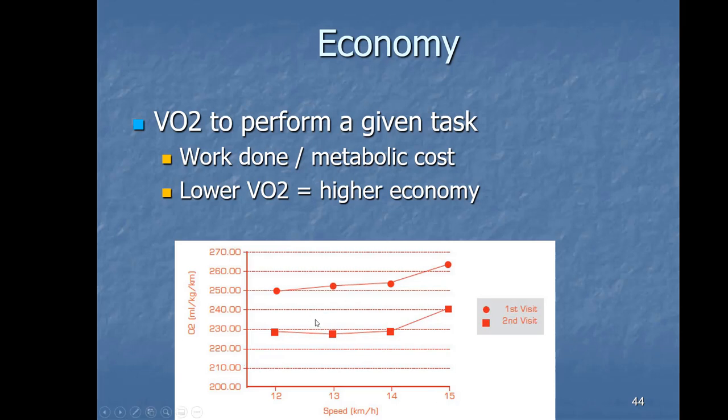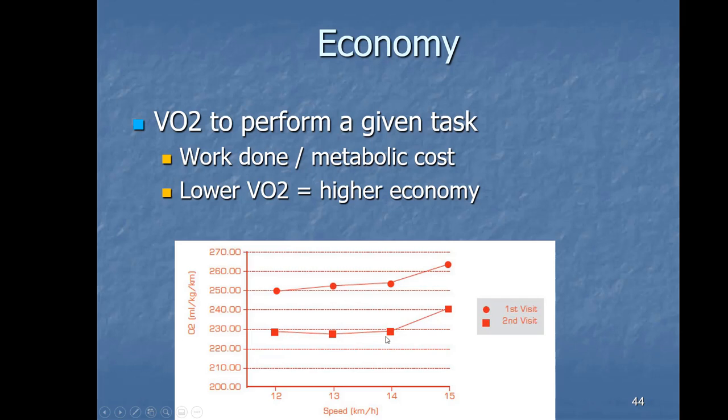In this graph right here, you're seeing one person who came in for 2 visits, first visit versus second visit. They measured oxygen consumption while they ran at different speeds. You can see in their second visit, they were much more economical because they did the same amount of work using less oxygen. The units are a little bit tricky here because they're not the same units we used, but it doesn't matter because we're just looking at which is higher than the other. In their second visit, they did the exact same amount of work using less oxygen.